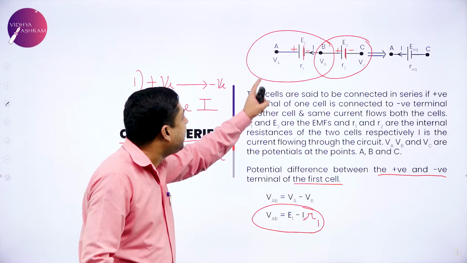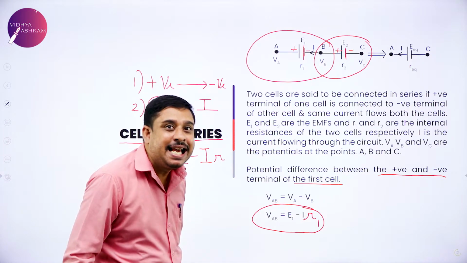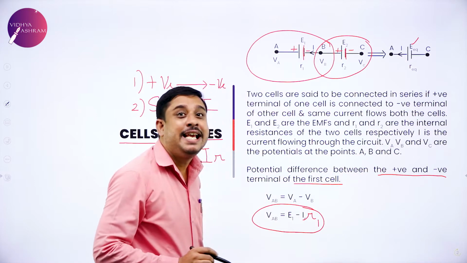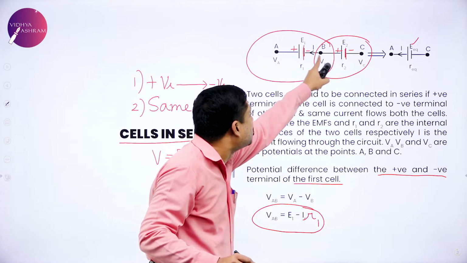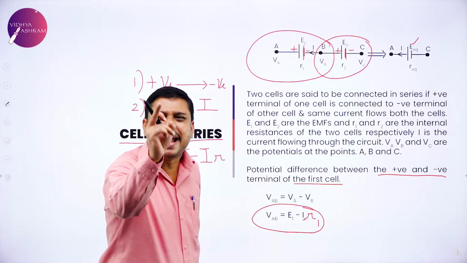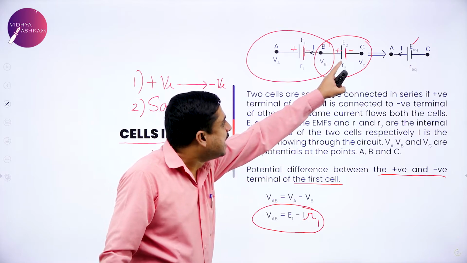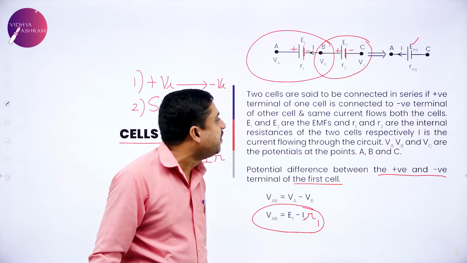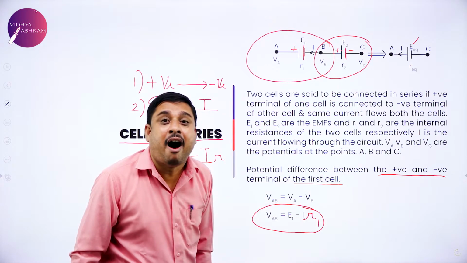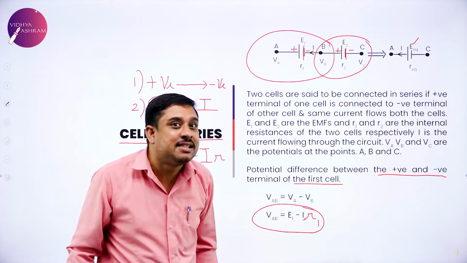Now what I do is I will replace both the cells by a single cell E equivalent. It is called an equivalent cell. These two cells in series are replaced by a single equivalent cell, whose EMF is E equivalent and the internal resistance is r equivalent. So my dear students, what is an equivalent cell?